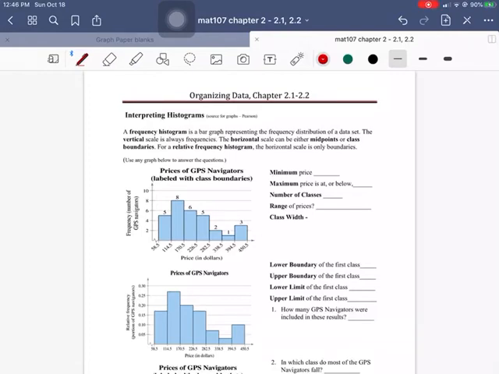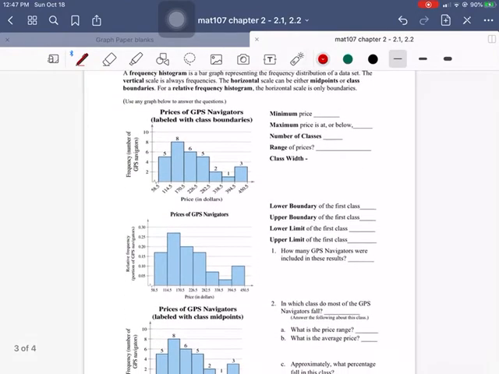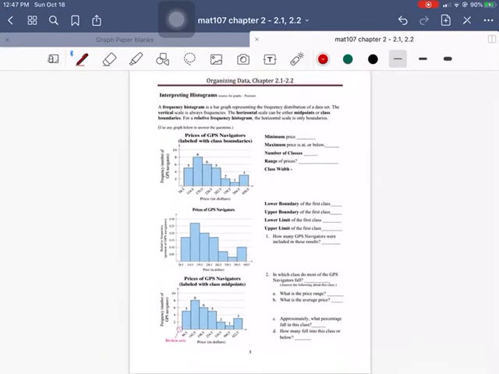All right, we're continuing with Chapter 2, 2.1, 2.2. We created frequency distributions, and we want to talk about creating histograms from that information. I grabbed some examples here, frequency histograms. I want to look at them all for 1 minute, and then I'll get a little closer for you. I just want to look at the graphs for a second.